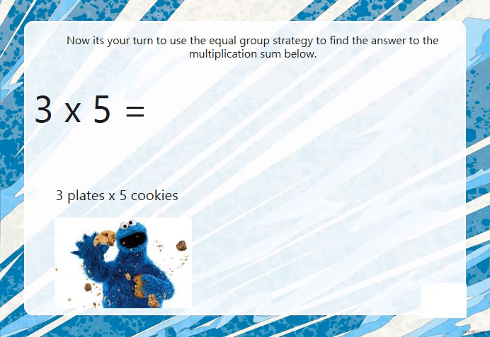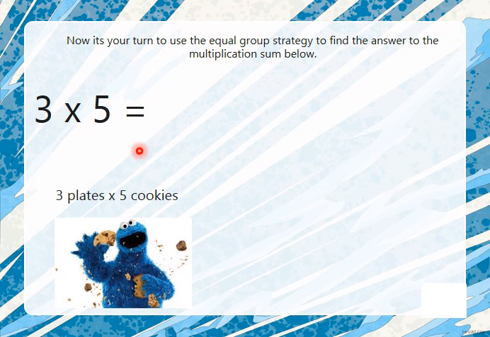Now it's your turn to use the equal group strategy to answer some times table sums of your own. In your workbooks, I want you to write down 3 times 5. Now if you already know the answer, that's great, but I want you to use your strategy to figure out the answer. I want you to draw 3 plates with 5 cookies in each, remembering to count up all the cookies once you have drawn that. Pause the video now and do the drawing of the equal groups in your workbook.